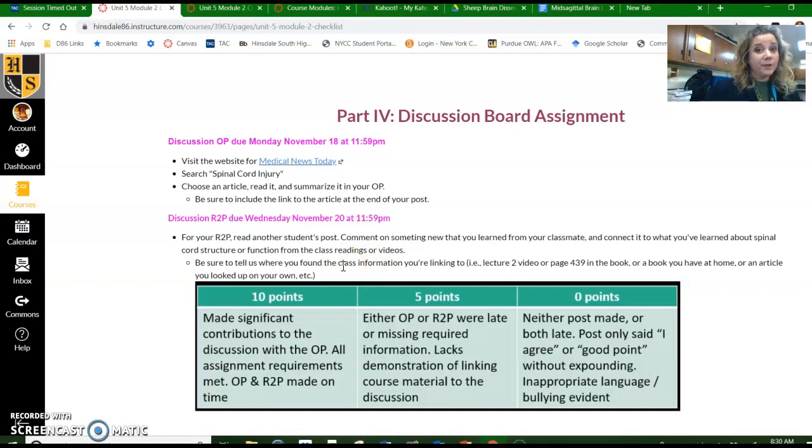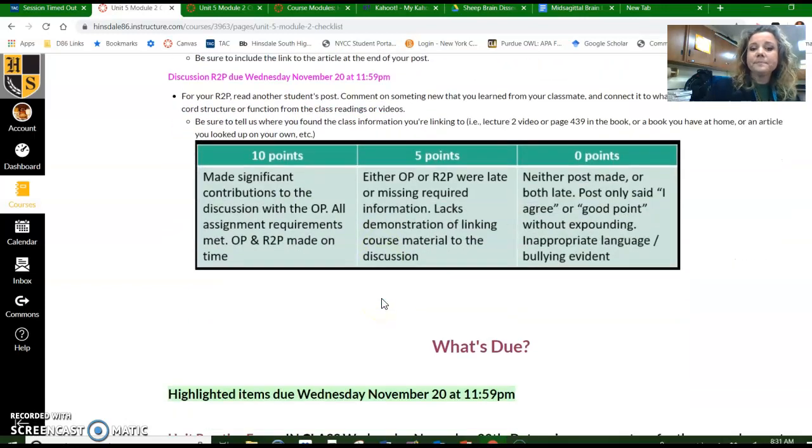Was it in lecture video 2? Was it on a certain page in the textbook? I'm not looking for a full APA citation. I just want you to tell me, where did you actually find this information? And remember that your discussion post and your R2P, those are together worth 10 points. Here's the rubric that's going to show you how I grade that stuff.